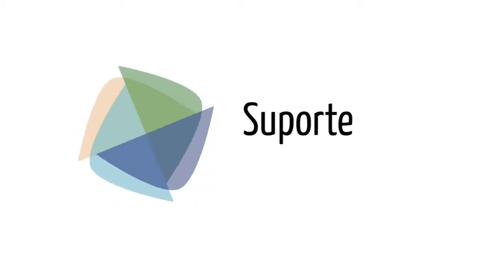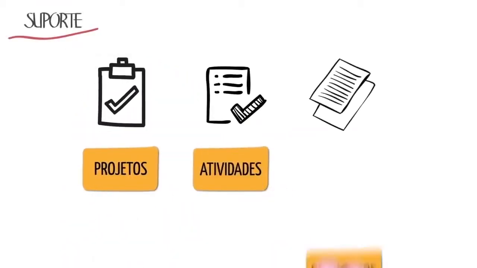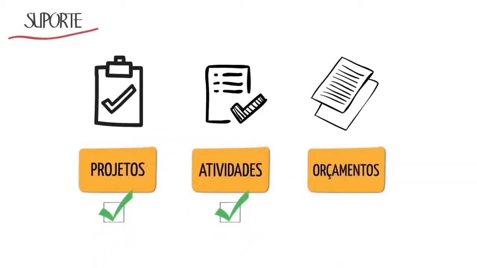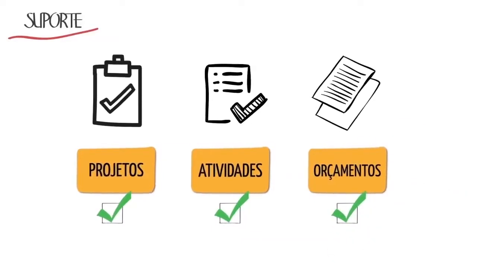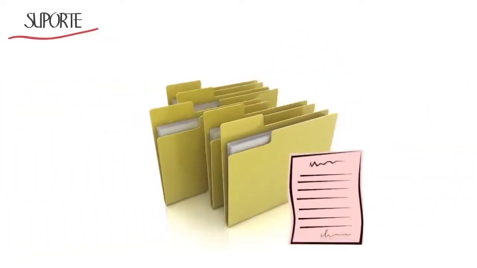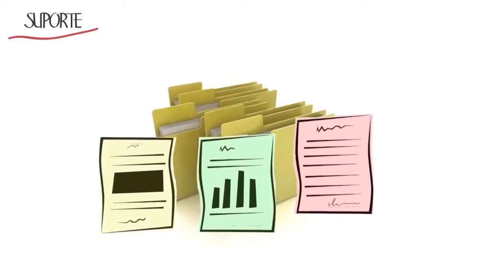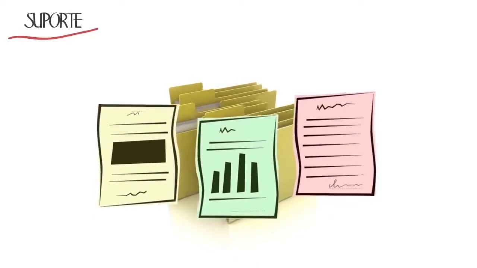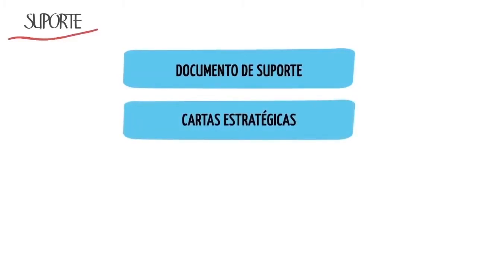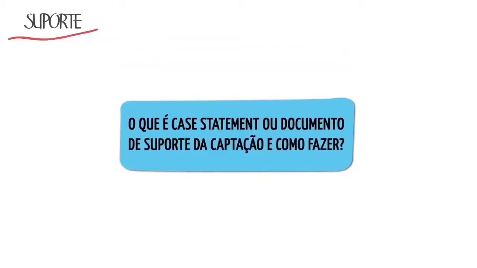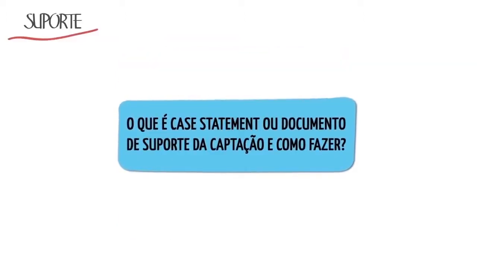Once the diagnosis is done, it is time to think about the second step, support. At this point, the projects, the activities and the budget established for the strategic plan of the organization will be validated to prove which resources the organization already holds and what resources will be raised. Here, you must use all information gathered in the diagnosis step and strategic plan to build support material for the fundraising, such as case statement, strategic letters, prospect case and interaction policies with partners.